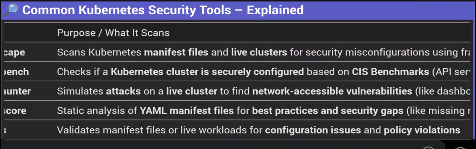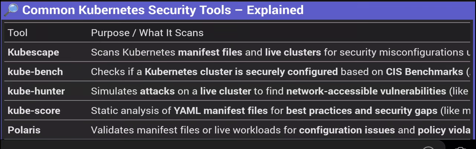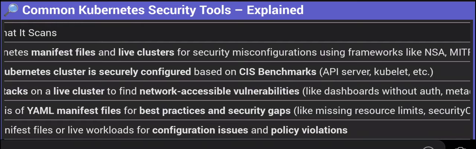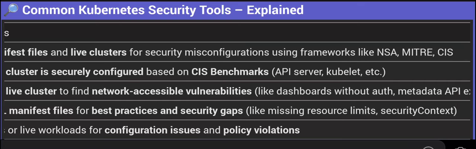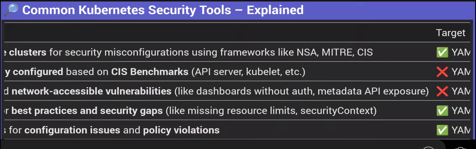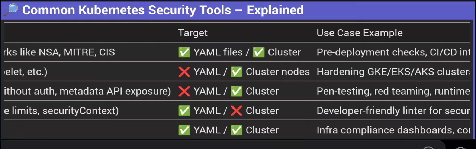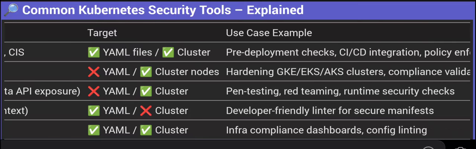Moving to the third tool, Kube-hunter. It basically simulates attacks on your live clusters to find network accessibility vulnerabilities, like dashboards without authentication, and metadata and API exposure. The scan target is the cluster only, and it won't scan YAML files. The use case examples are pen testing, red teaming, and runtime security checks.